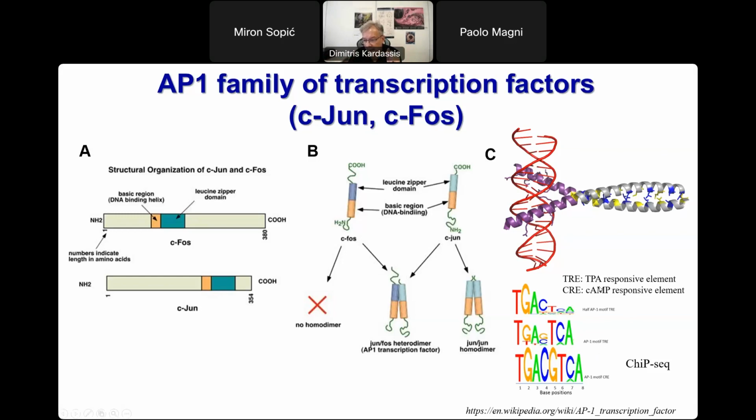It's called TRE, from TPA responsive element, because TPA activates these AP1 factors, and also cyclic AMP activates other factors of this family. These sites are called CRE, cyclic AMP responsive element. So a TRE has the sequence TGA C or G TCA, and the CRE motif has the sequence TGACGTCA. Almost identical, but not exactly identical, very similar.